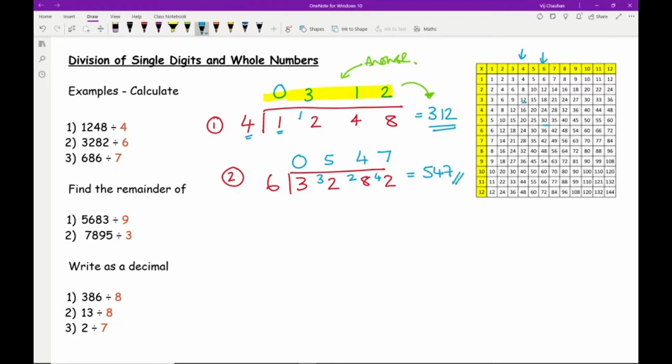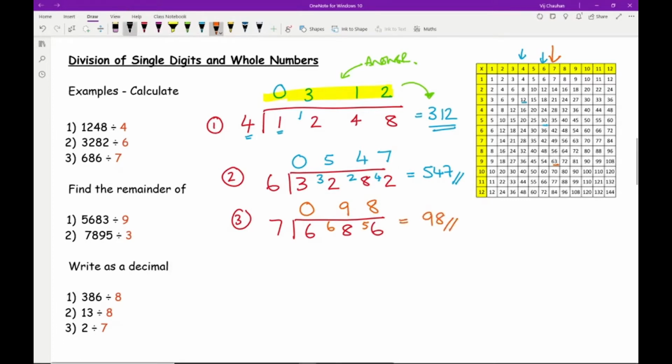And then with question 3, here we've got 7 goes outside the bus stop. I've got 6, 8, 6. So again, I'm going to be using the 7 times table. How many 7s go into 6? 0. Carry the 6. How many 7s go into 68? So again, I'm going to look for there. It's going to be 9. And I'm going to do 68, take away 63, which gives me 5. And then how many 7s go into 56? That's going to be 8. So the answer there is 98.